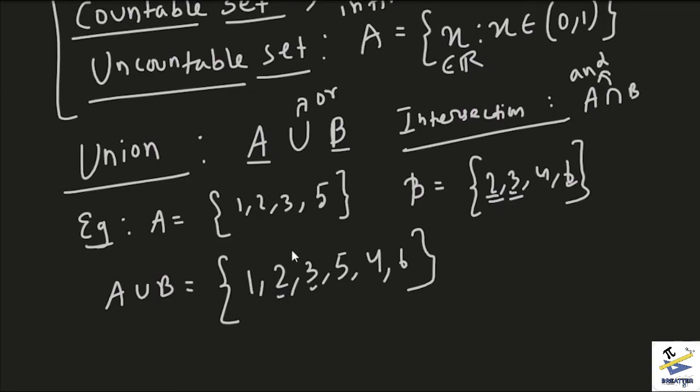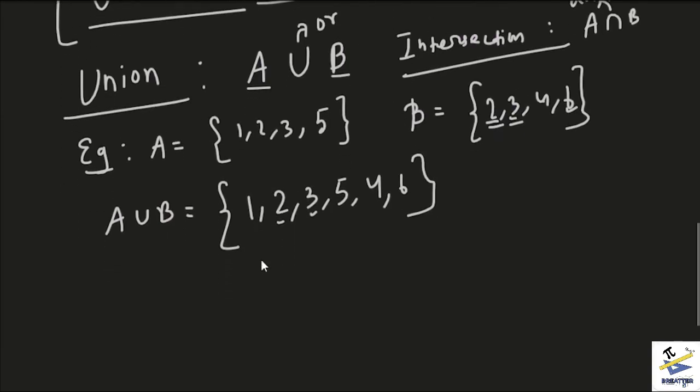So you get the idea that A union B is basically all the elements in A and B. And obviously we cannot repeat the elements, as I have said in the earlier section that we do not repeat elements inside a set. So A union B is basically a new set consisting of all the elements which are present in A or B.